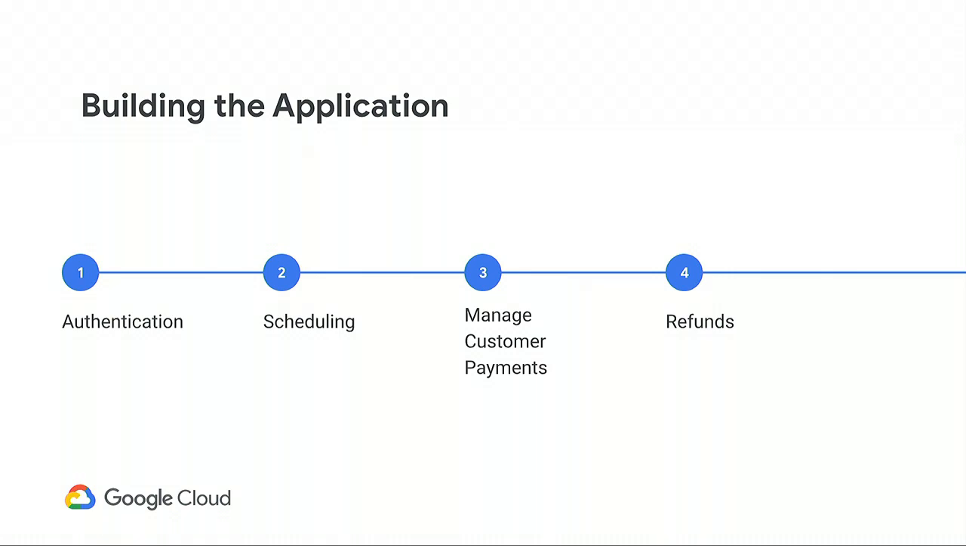And with that in mind, I'll go into talking a little bit about how we'll be building the application. So there's 4 steps to this process, and we'll do an authentication process. So how does a user log in and access their information? How do we create them in Firebase? How do we schedule things, so store the information? And then finally, how are we going to manage those customer payments? And then we'll follow up with how we might handle a refund in the application, so just a little bit more of a use case for refunds.